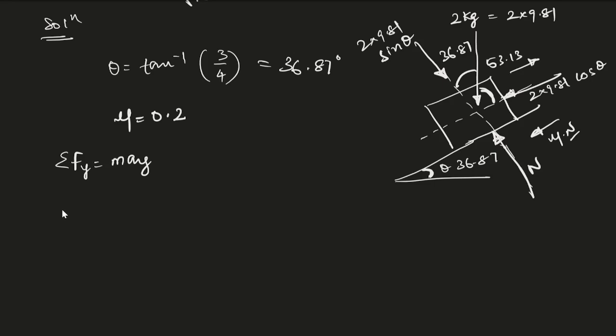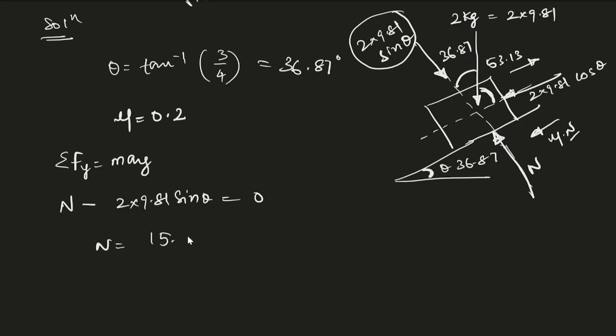vertical direction, that is N is acting upward, and minus of 2 into 9.81 sin theta is acting downward. So it is minus of 2 into 9.81 sin theta, which will be equal to 0 because ay is 0. So N will be equal to 2 into 9.81 into sin theta, where theta is 53.13. So we got the normal reaction as 15.695 Newton.